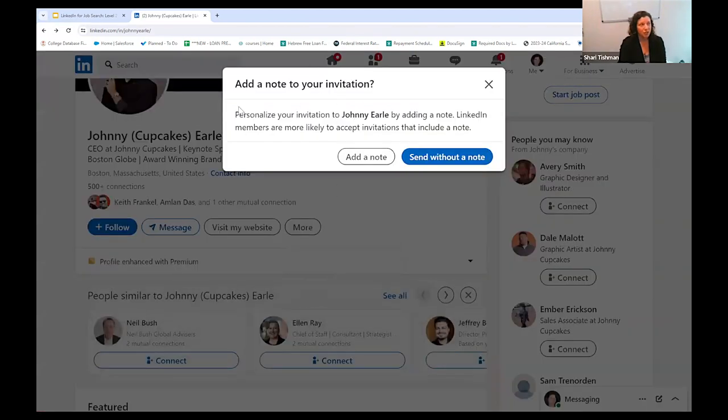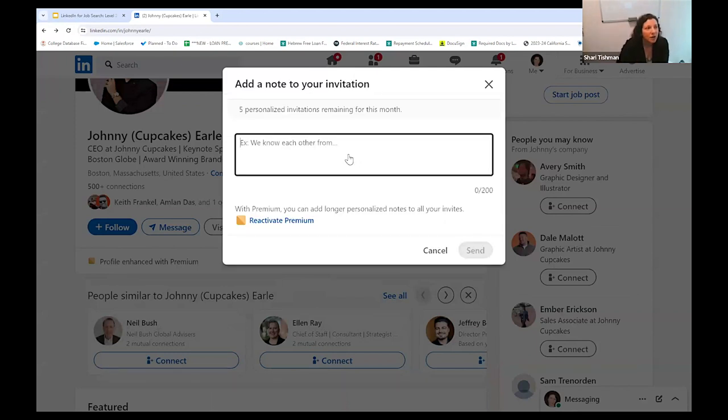I get a question. Do you want to add a note or send without a note? Always add a note. It doesn't matter if you see the person every day. It doesn't matter if it's your grandmother that you're requesting to connect with. Always add a note. Because how else will they know why? You've got to give people context, especially if you don't know them that well, right? So you add a note. Use the template or don't, but I recommend using the template, personalize it, and then click send.